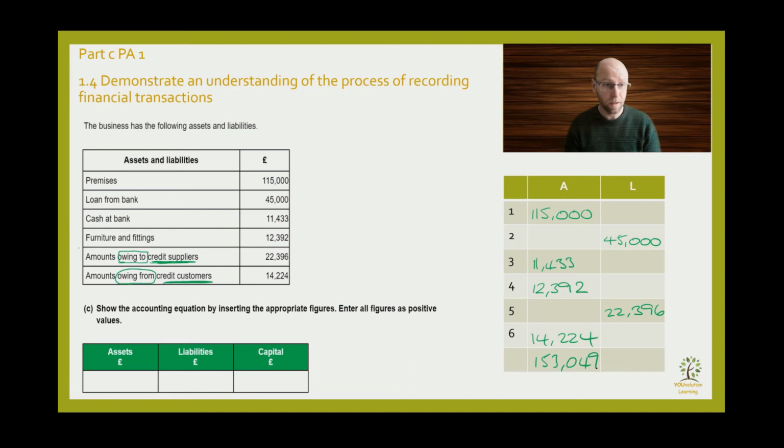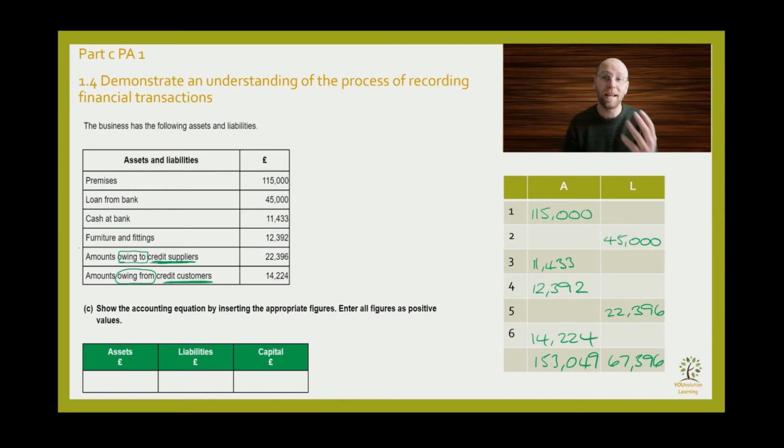So then we just do the same for the liabilities, 45,000. We're going to add 22,396. That's our 2 liabilities, and that comes up with 67,396. Okay, so that breaks that question down. So now we've got the totals of the assets and the totals of the liabilities.